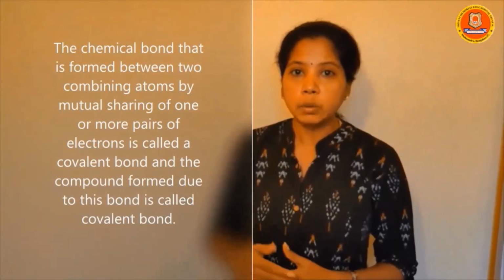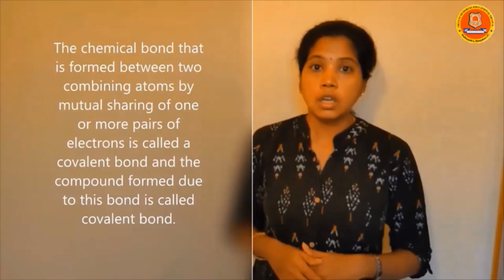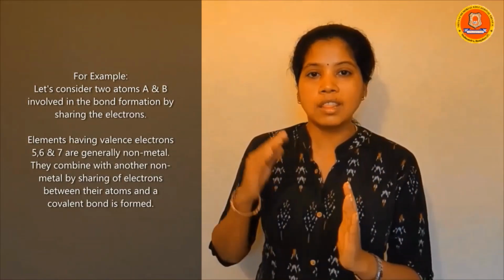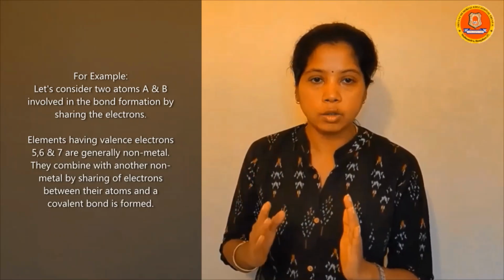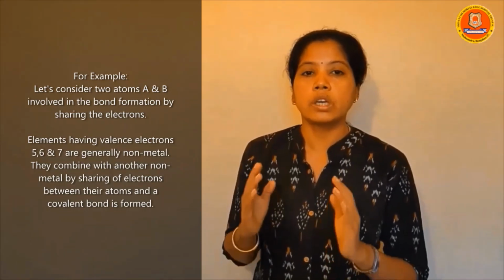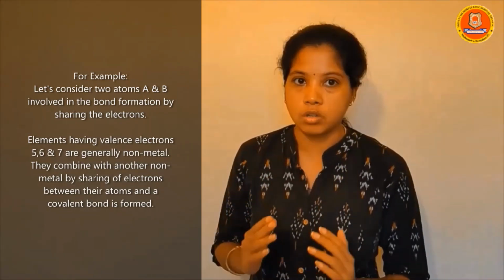So what do I mean by the word mutual? Mutual means those two atoms who are involved in the bond formation will be sharing an equal number of electrons. For example, let's take A and B as the atoms who are trying to combine to form a bond. Atom A would share one electron, then atom B would also share one electron. So the sharing of the electrons will be equal. So that's the reason we call it mutual sharing of electrons.